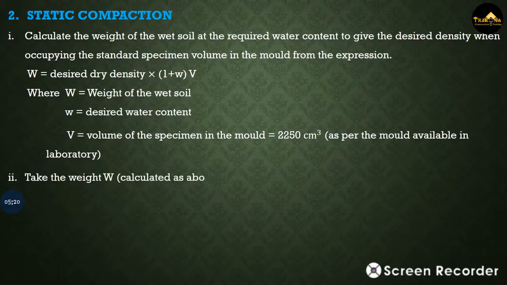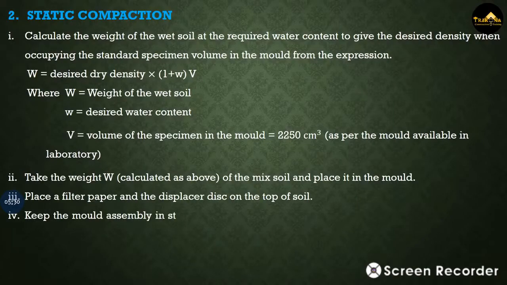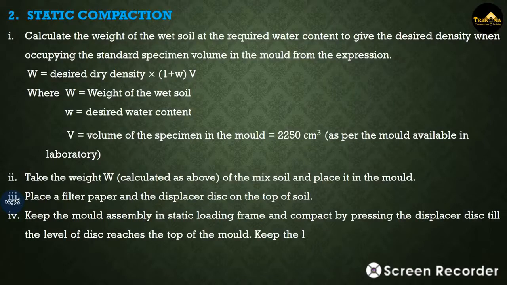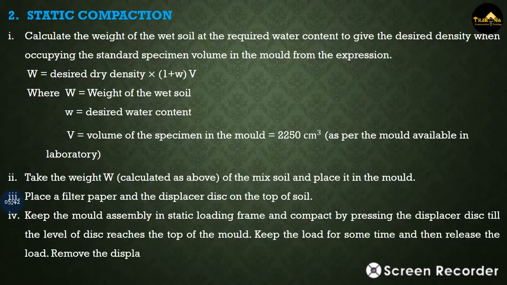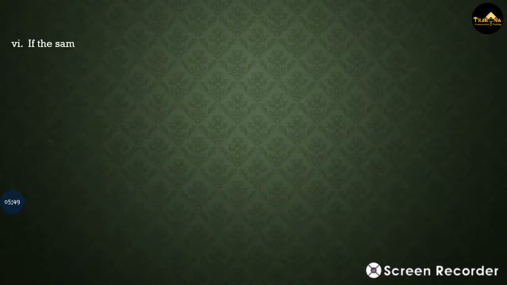Take the weight calculated as above of the mixed soil and place it in the mold. Place a filter paper and the displacer disc on top of the soil. Keep the mold assembly in the static loading frame and compact by pressing the displacer disc till the level of the disc reaches the top of the mold. Keep the load for some time and then release the load. Remove the displacer disc. The test may be conducted for both soaked as well as unsoaked conditions.